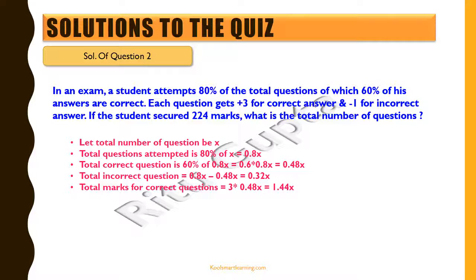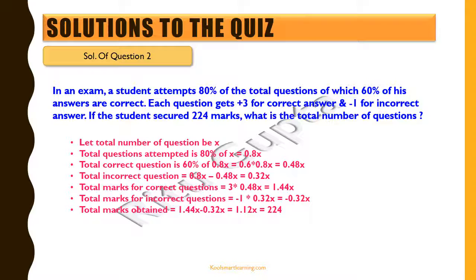Total marks for the correct questions would be 3 into 0.48x, because the question says he gets plus 3 for each correct answer. So that makes it 1.44x. And total marks for the incorrect question would be minus 1 into 0.32x, which is minus 0.32x. So the total marks obtained by the student would be 1.44x minus 0.32x, which is 1.12x. And the question states that the students secured 224 marks. So 1.12x will be equal to 224.